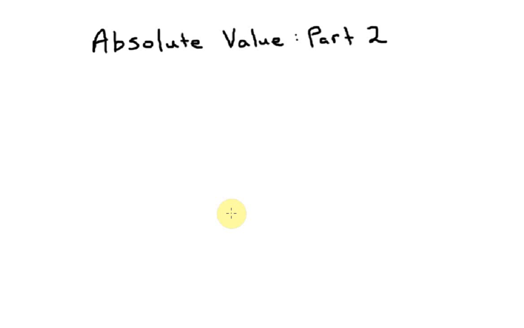Okay, this is absolute value part 2, and what I'm basically going to do is continue on what we did last time, but with a slightly more complicated example. So I'm just going to write down what the function is that I'm going to attempt to graph, and I'm also going to do a piecewise analysis of this absolute value function. So we have absolute value of 2x minus 6 plus 1.